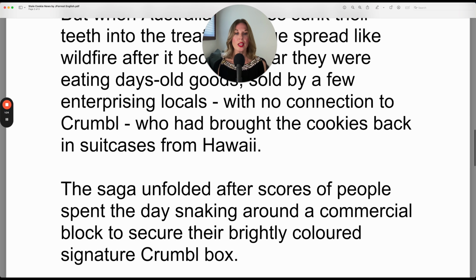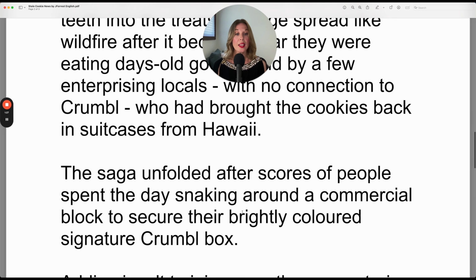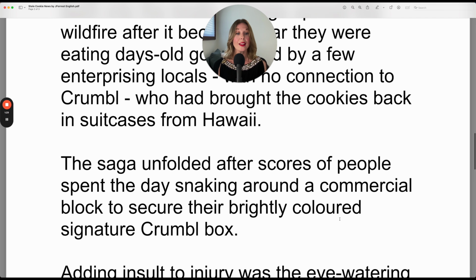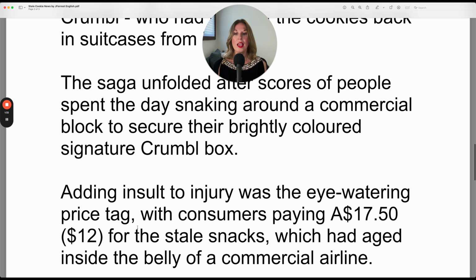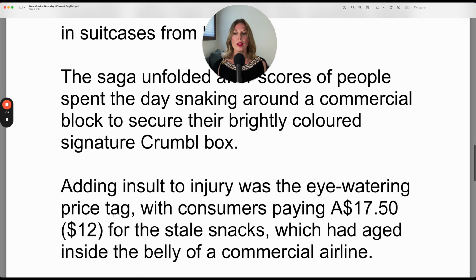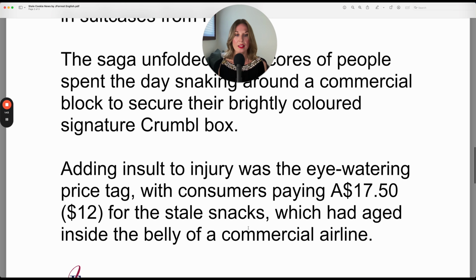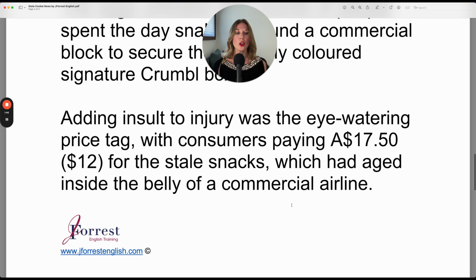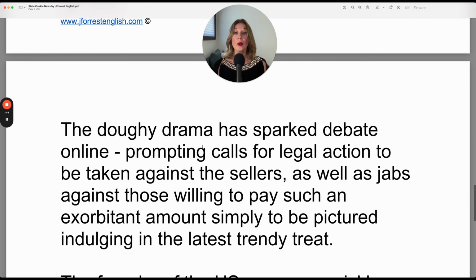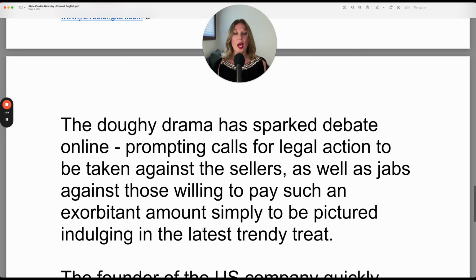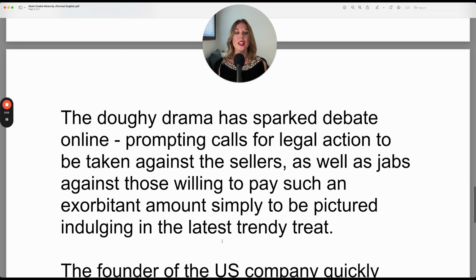The saga unfolded after scores of people spent the day snaking around a commercial block to secure their brightly colored signature Crumbl box. Adding insult to injury was the eye-watering price tag, with consumers paying $17.50, or $12 US, for the stale snacks, which had aged inside the belly of a commercial airline. The doughy drama has sparked debate online, prompting calls for legal action to be taken against the sellers, as well as jabs against those willing to pay such an exorbitant amount simply to be pictured indulging in the latest trendy treat.